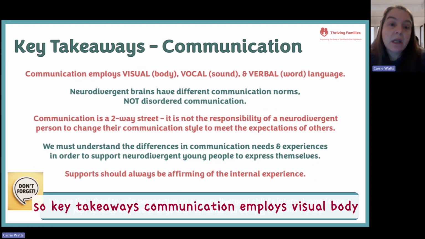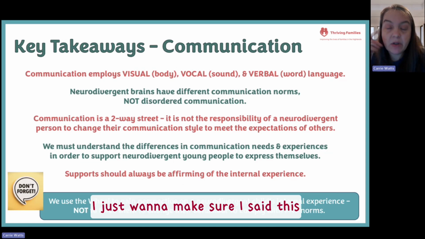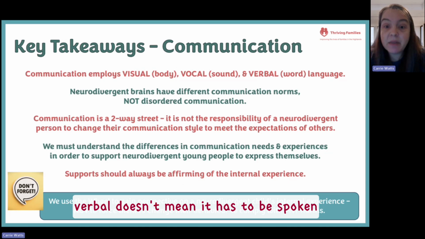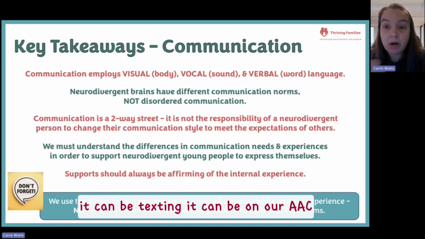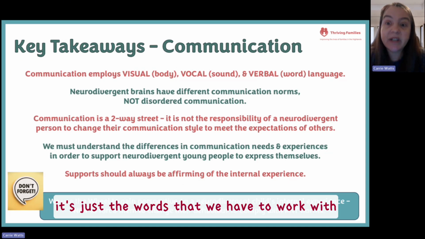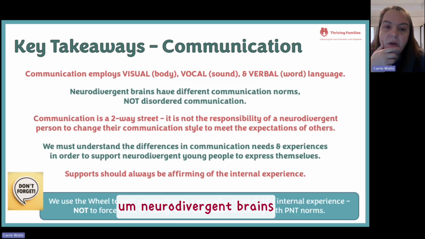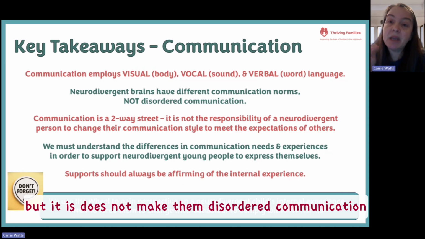So key takeaways: communication employs visual, body, vocal, sound, and verbal word language. By verbal, I just want to make sure I said this, it doesn't mean it has to be spoken, because it can be writing, it can be texting, it can be on our AAC device, whatever. It's just the words that we have to work with. Neurodivergent brains have different communication norms, but that does not make them disordered communication.